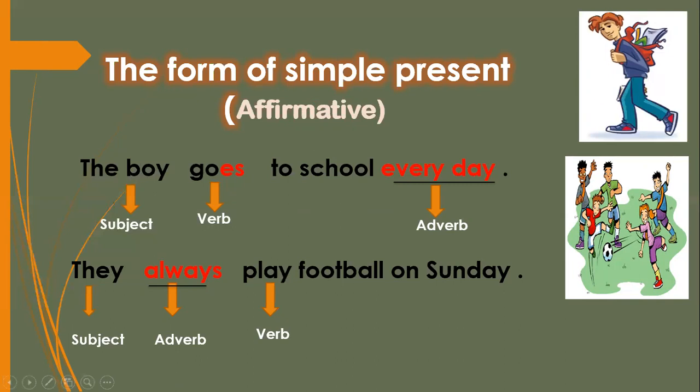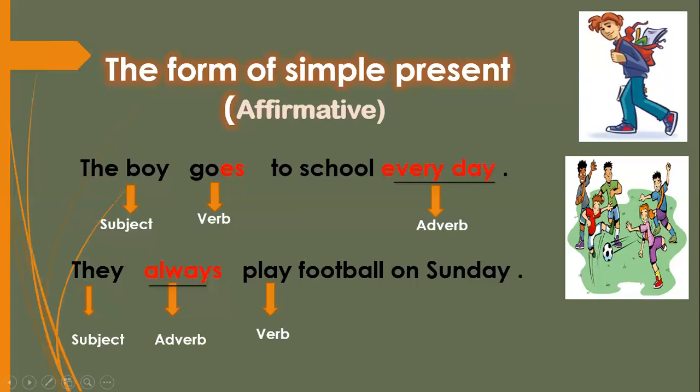Who can tell me? Yeah? Excellent. So the first sentence, the subject is singular. So if the subject is singular, we add s or es to the main verb. What about the second sentence? The subject is plural, okay? So if the subject is plural, we add only the base form of the verb, okay?